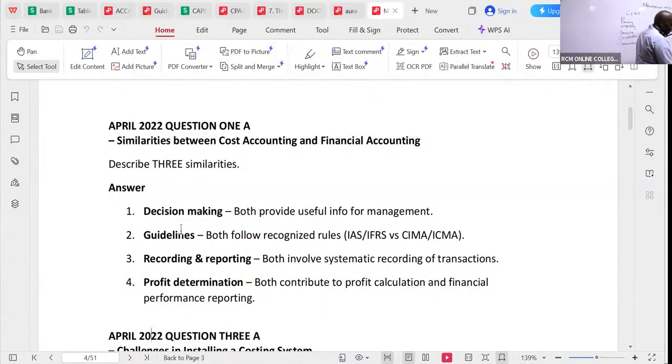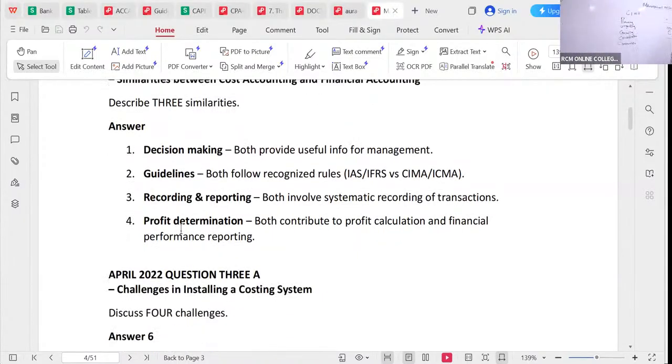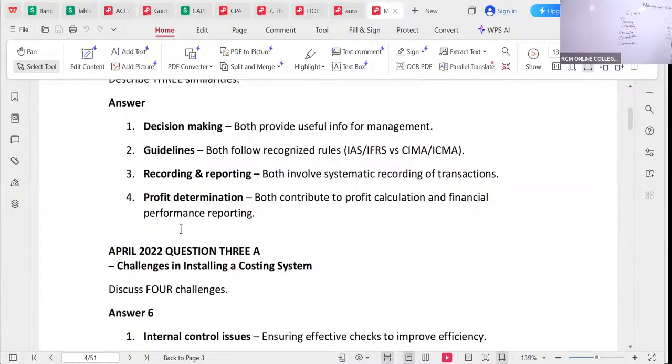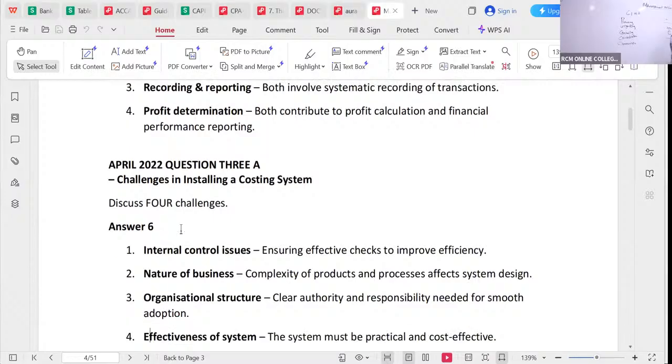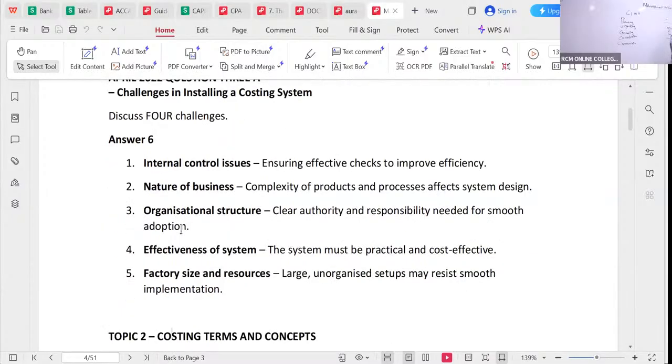Similarities. All right. April 2022, question number 3A. Challenges in installing a cost accounting system. Are you able to give me those challenges? Try to give me the ones that are not there. When you want to install any accounting system, would be costing. Challenges. I know one of them.